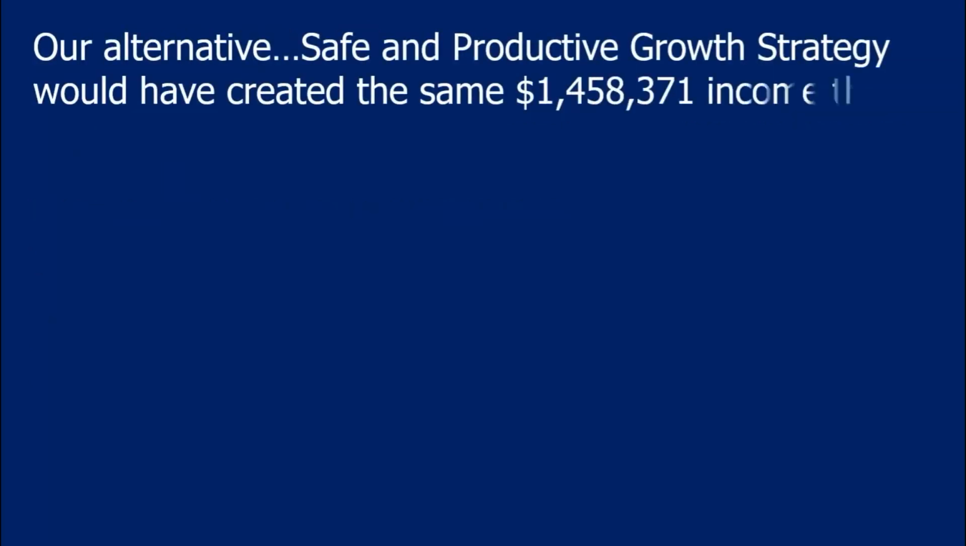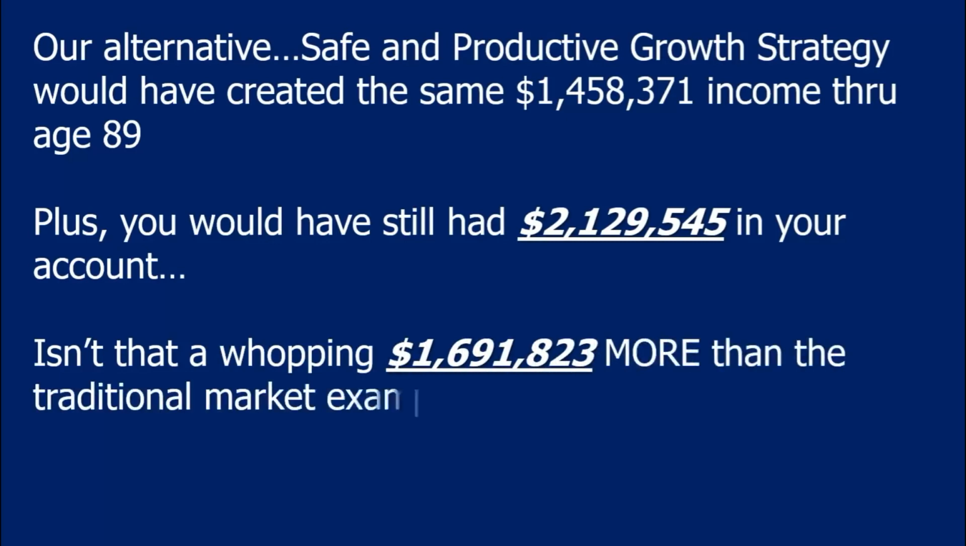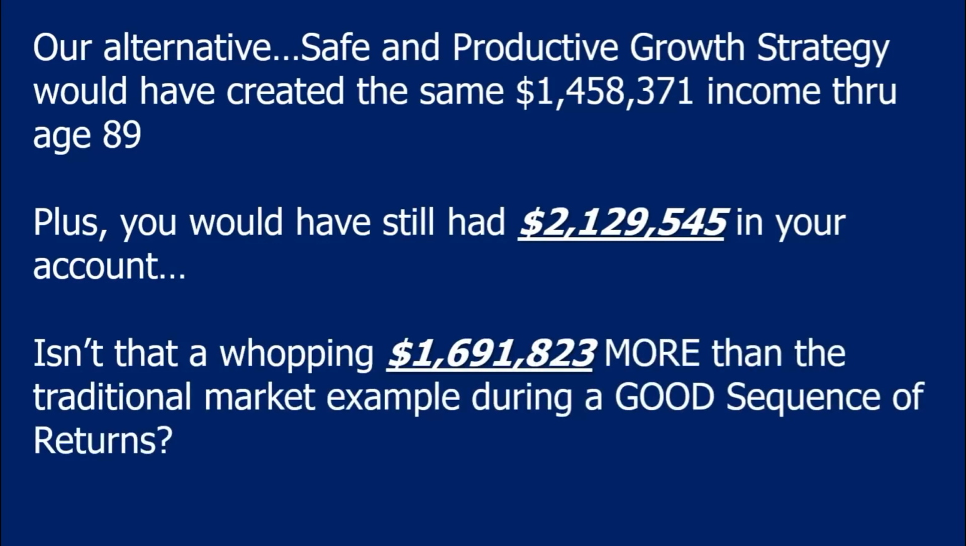So our alternative safe and productive growth strategy would have created the same $1,458,371 of income through the age of 89, plus you would have still had $2,129,545 in your account. Isn't that a whopping $1,691,823 more than the traditional market example during a good sequence of returns?